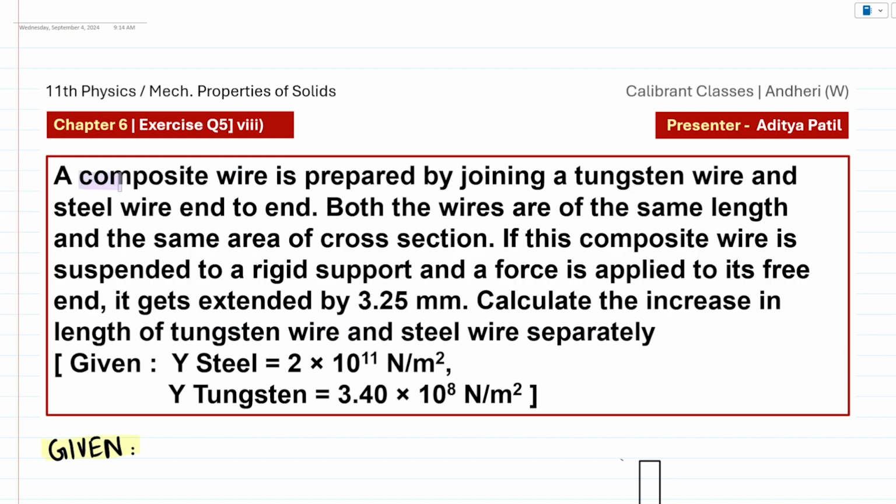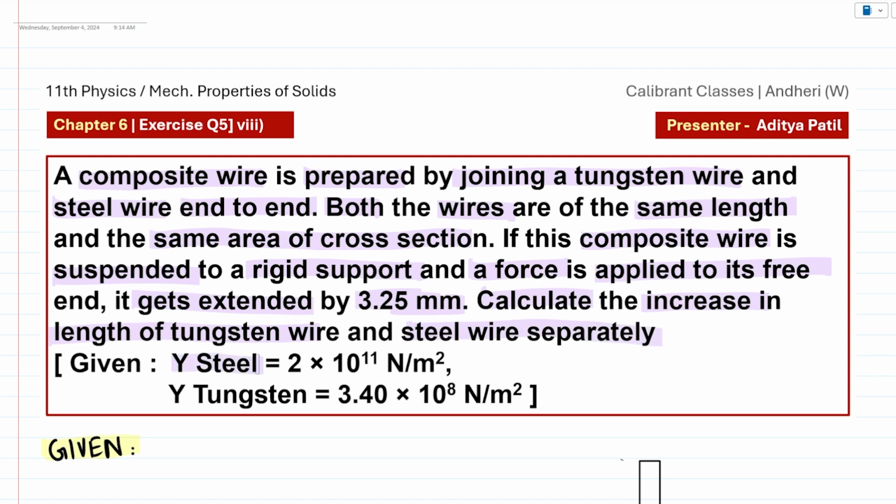So the question says a composite wire is prepared by joining a tungsten wire and a steel wire end to end. Both the wires, that is the tungsten and the steel wires, have the same length and the same area of cross section. If this composite wire is suspended from a rigid support and a force is applied to its free end, then it gets extended. The composite wire gets extended by 3.25 millimeters. Calculate the increase in the length of tungsten wire and steel wire separately.